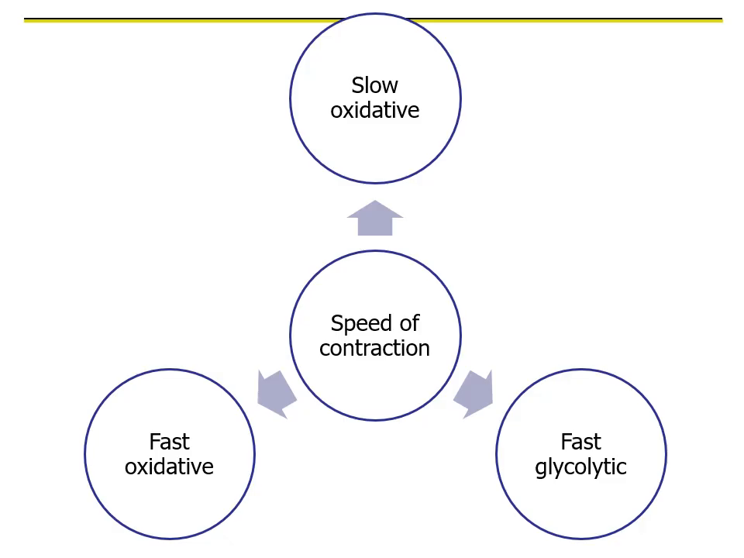Slow oxidative are the opposite. They contract slowly but run aerobic metabolism and can contract for hours without tiring. Fast oxidative are a compromise between the two. They have a fast twitch speed but can run oxidative metabolism and contract for a long time without tiring.